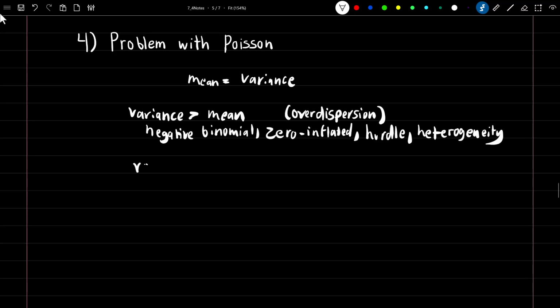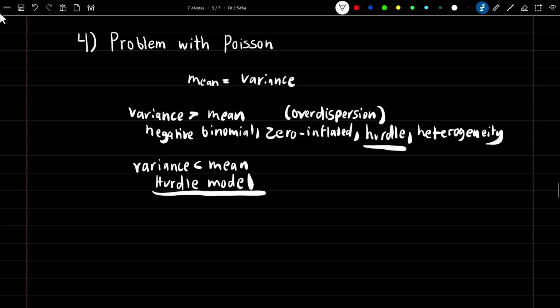Now, when the variance is less than the mean, we can use our hurdle model again. So notice hurdle model you can use when variance is greater than the mean or less than the mean. These other four models you can only use when the variance is greater than the mean. And when the variance is less than the mean, this is also known as under dispersion. So over dispersion, the data is dispersed or more spread out than the mean. Under dispersion, it's less spread out than the mean.